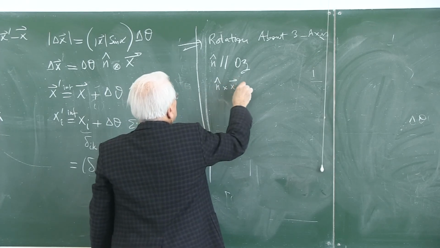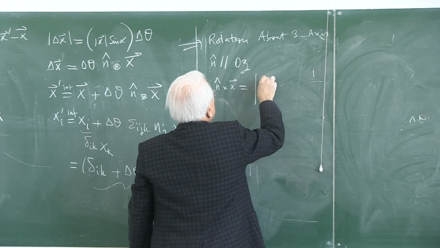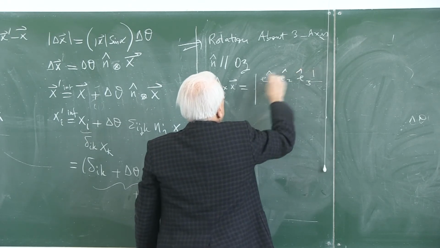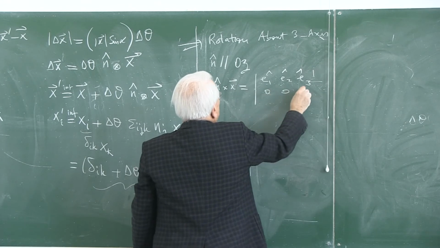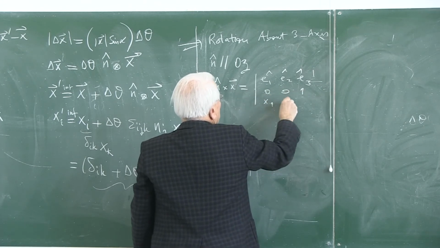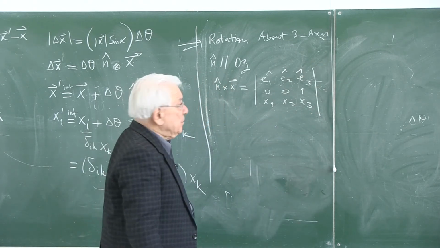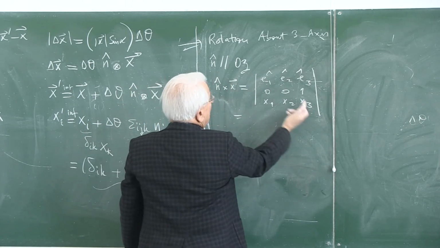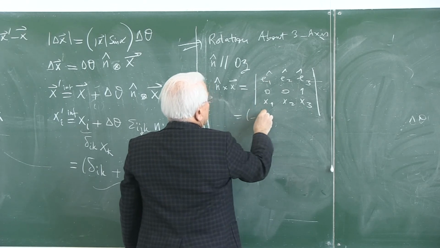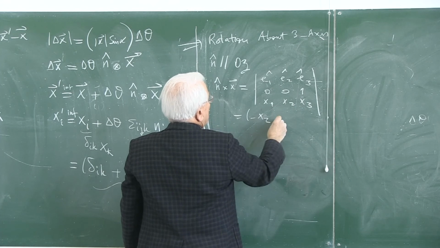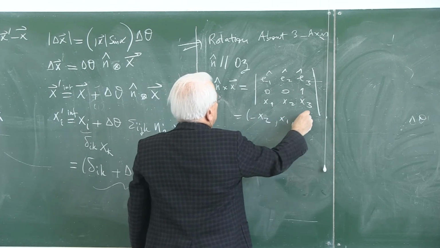x is what? Well, let's do some elementary thing. e1, e2, e3, and z is in the third direction, 0, 0, 1. This is x1, x2, and x3. So what do you get? What is this vector like? e1 is minus x2, e2 is plus x1, and e3 is 0.